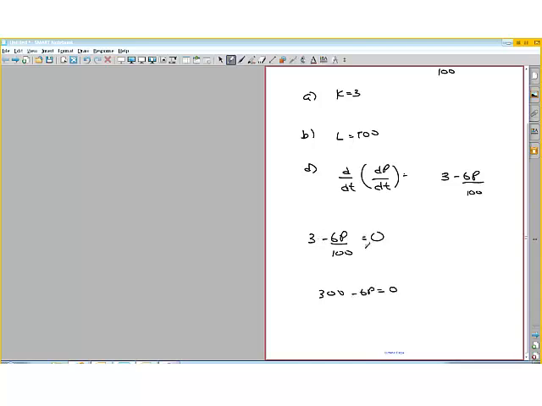The 100s cancel out, and 0 times 100 is 0. So we get 6P is equal to 300 by moving this to the other side. It becomes positive, switching sides. And so P is equal to 50. So when the population is 50, then the slope is a maximum. Is that correct? 73.